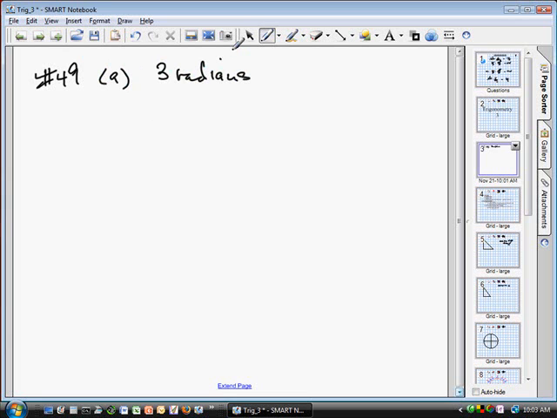Well, in radians, what do complements have to add up to? Pi over 2. So we'd have to subtract from pi over 2 to get the complement. And what would we have to subtract from to get the supplement?